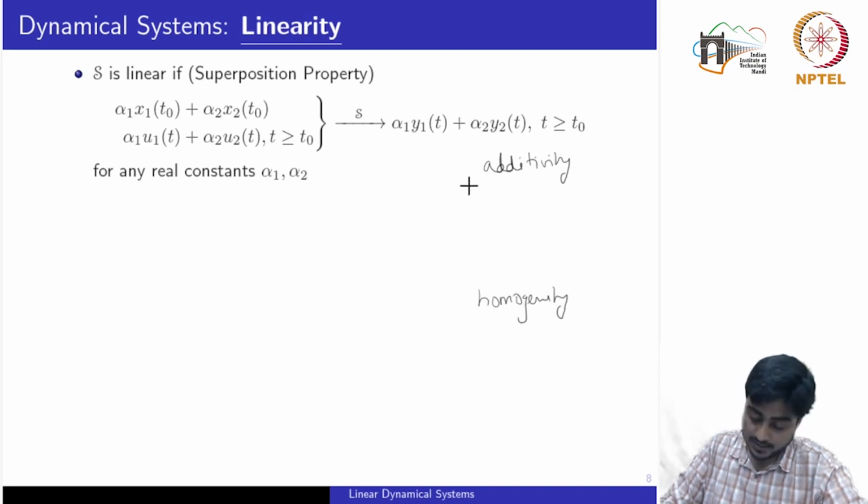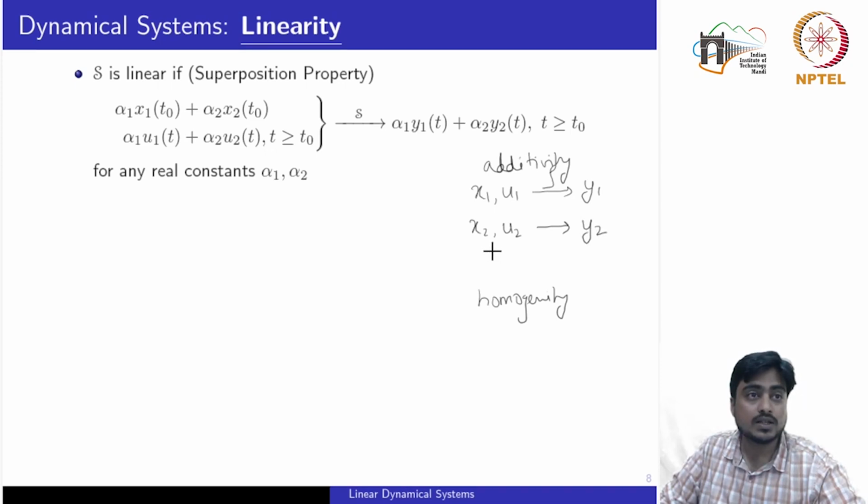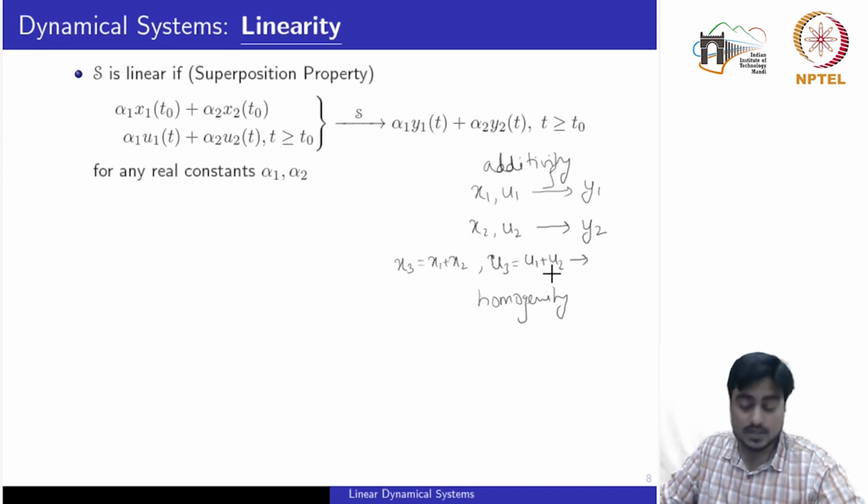So additivity says that if we apply x1, u1 to any dynamical system S and we obtain the output y1, and if we apply x2 and u2 to the same dynamical system which gives us the output y2, then if we take the linear combination of the state and the input, that is to say we define x3 as x1 plus x2 and u3 as u1 plus u2, then if we apply this input to the system S, the output which we obtain, y3, should be y1 plus y2.